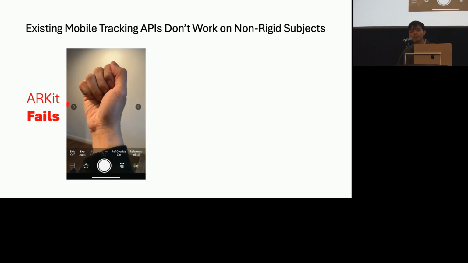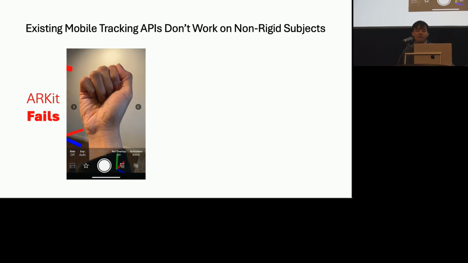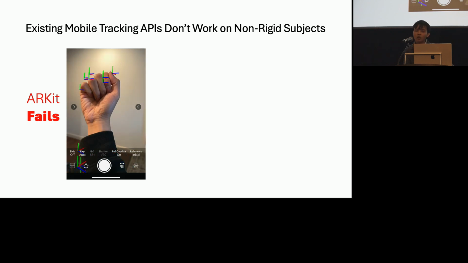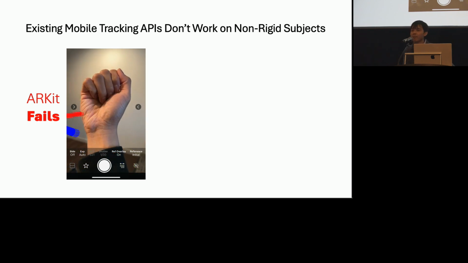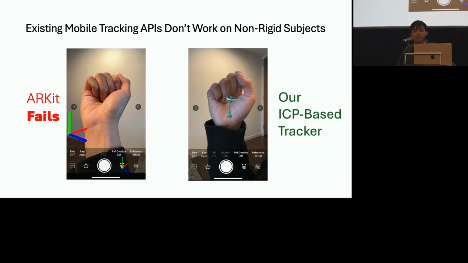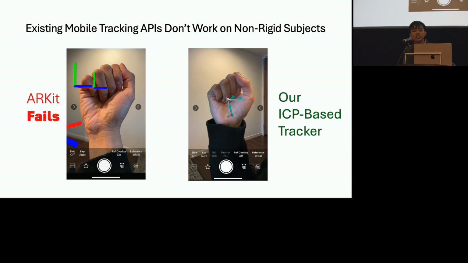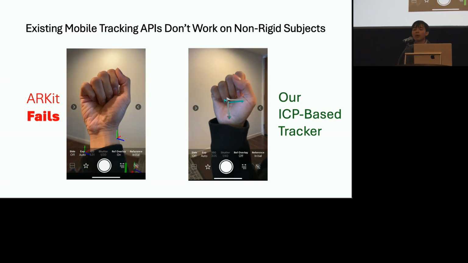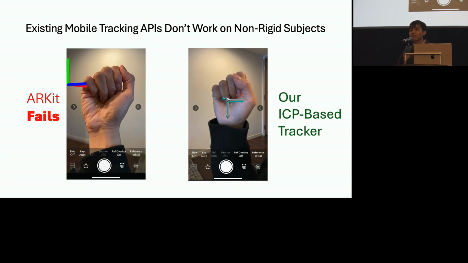Unfortunately, existing mobile tracking APIs like ARKit, which rely on sparse visual features, don't work on non-rigid subjects, like body parts that bend or deform. So if you move your fingers or change rooms, ARKit will stop working, as shown in the left video. Instead, we built a custom tracking system from the ground up based on geometry, which is independent of appearance and robust to small deformations.